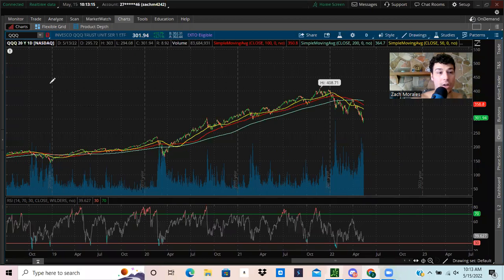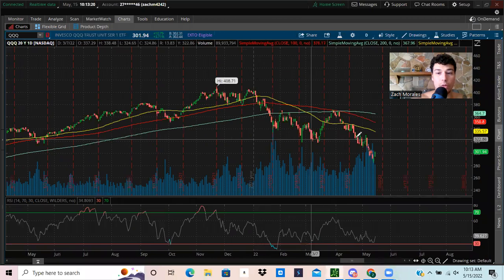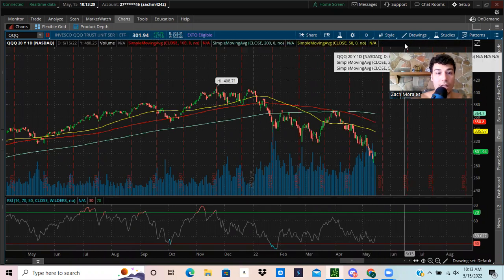All right, so let's go ahead and take a look at QQQ, which is the NASDAQ. All right, and we have our simple moving averages pulled up here. Okay, so if you look on the screen here, you can see the 50 SMA is my yellow one, the red is my 100, and this bluish greenish one is my 200 SMA. All right, now these are the SMAs that I like to use. Typically the 10, 20, 50, 100, 200, and 300 SMAs are the ones that are most used in the stock market.